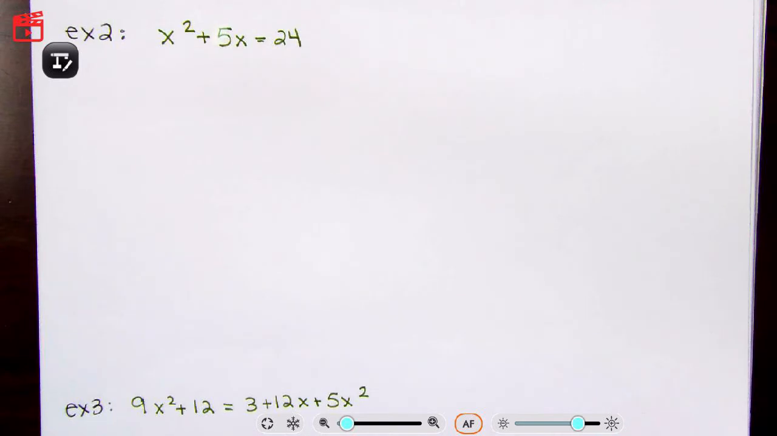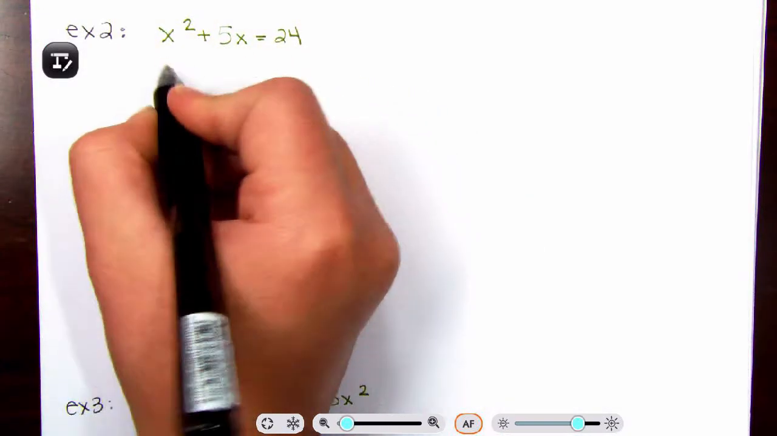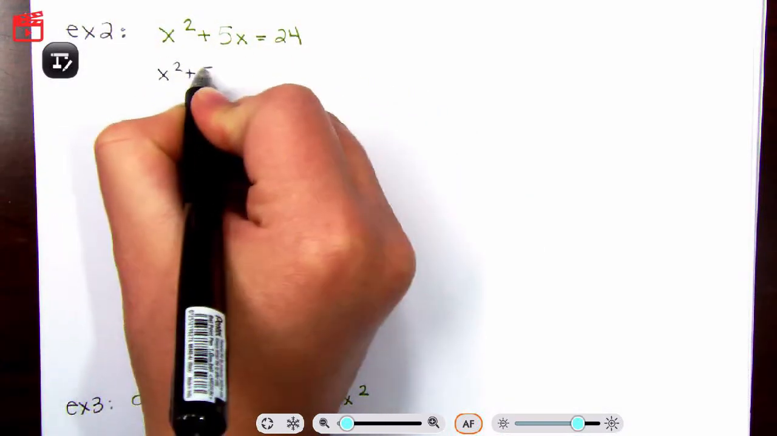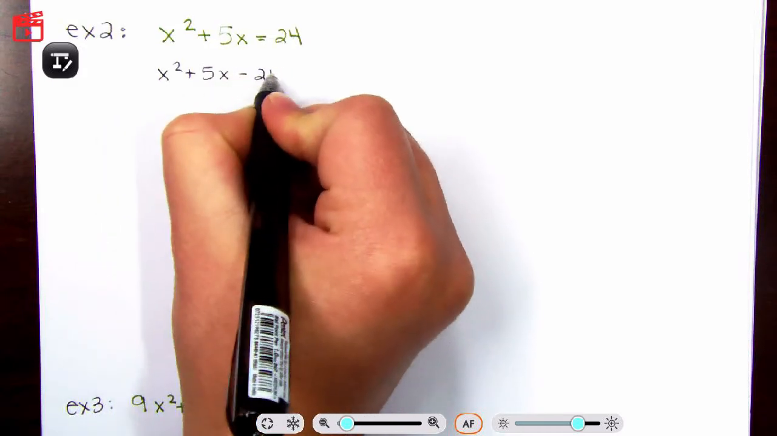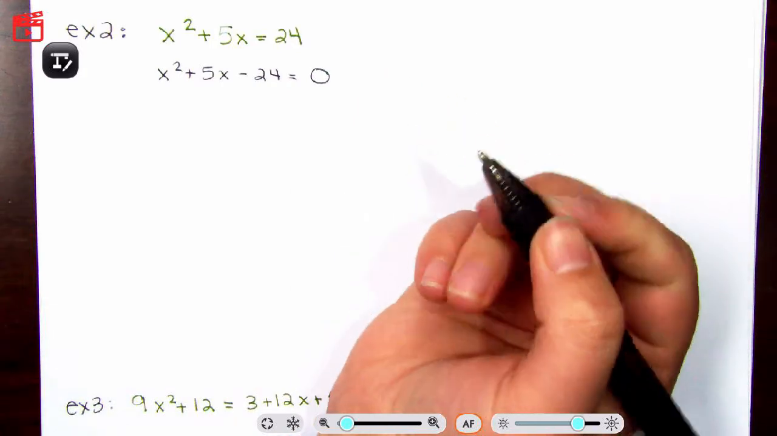Step number 1 is to rewrite the equation in standard form. I'm noticing I have a 24 on the opposite side. I'm going to bring it over. So I have x squared plus 5x minus 24 because I'm bringing it over. Set it equal to 0 is step number 2.